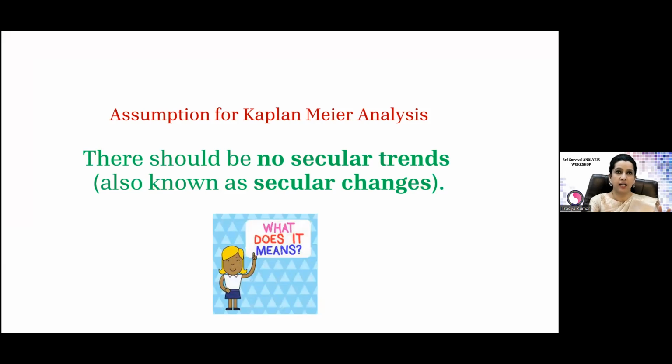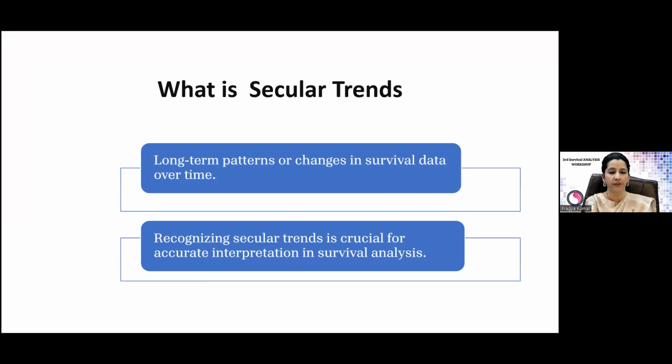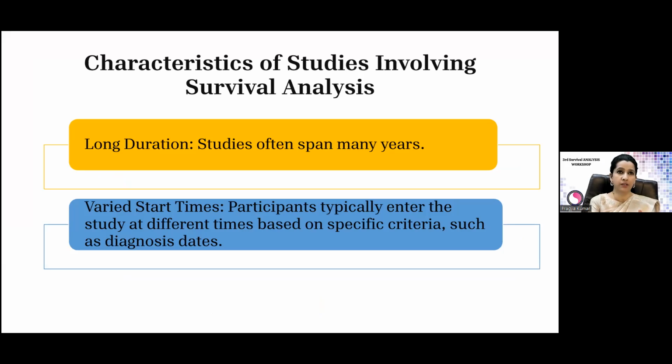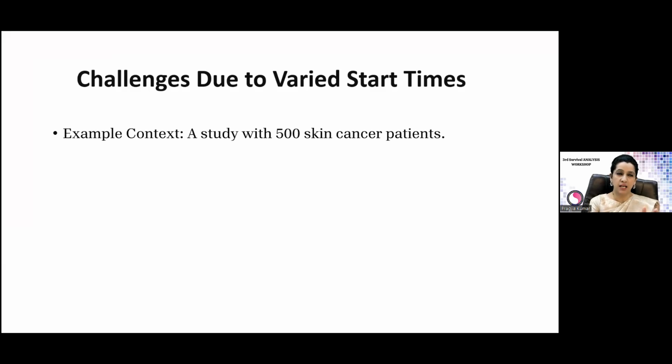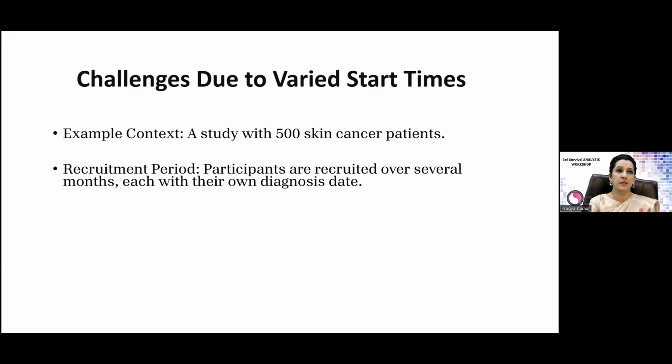Secular trend, again, means long-term patterns or changes in the survival data over time. If the study is for 10 years, there will be other advancements in the treatment, the follow-up period, or the screening and diagnosis. If the study spans many years, every individual has a varied start time because participants enter at different time points, and there can be some challenges like that. For example, if you are studying 500 skin cancer patients and the event of interest is death, and you are recruiting over several months, each with their own diagnosis date, and in the meantime some new treatment or some new diagnostic criteria for skin cancer has come.